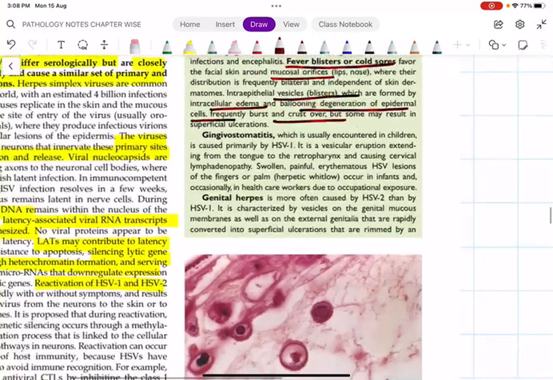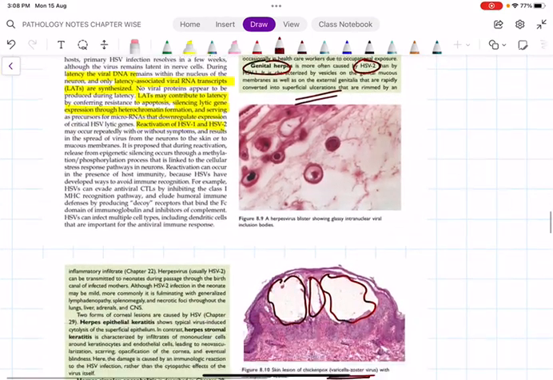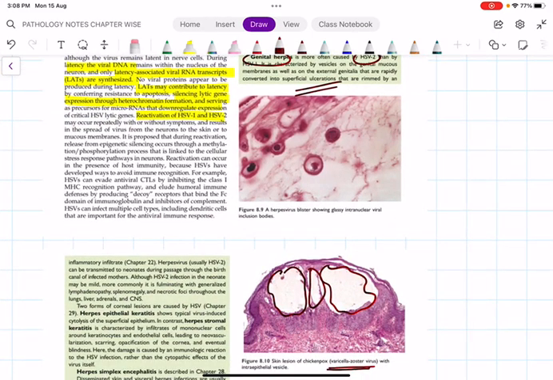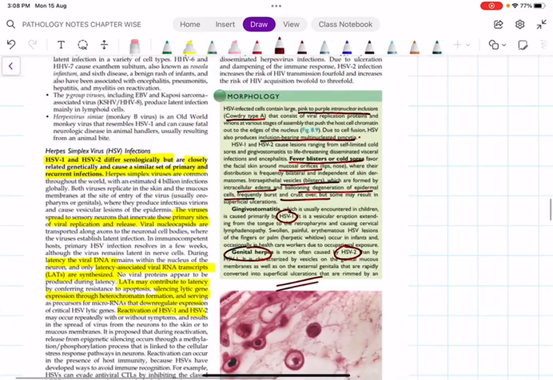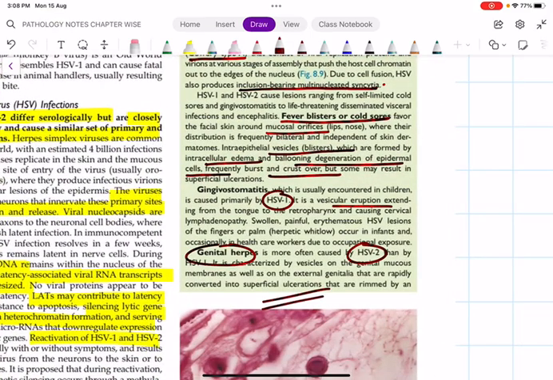And gingivostomatitis is mainly caused by HSV1. I told you genital herpes is mainly caused by HSV2. There will be superficial ulcerations. And in HSV1, there will be vesicular eruption, cervical lymphadenopathy, then herpetic whitlow.